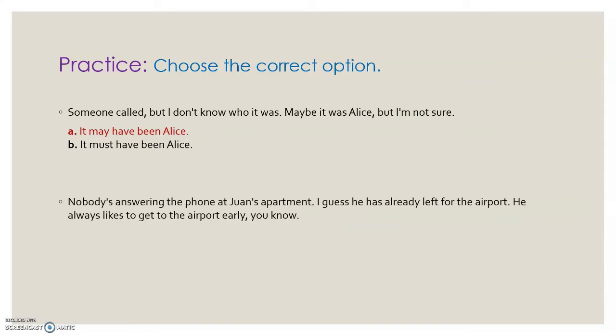Here's another one. Nobody's answering the phone at Juan's apartment. I guess he has already left for the airport. He always likes to get to the airport early, you know. He might have already left for the airport. He must have already left for the airport. The correct answer is, he must have already left for the airport, because he always likes to get to the airport early. This is strong evidence for me. I have evidence. So I can use must have. I'm sure.